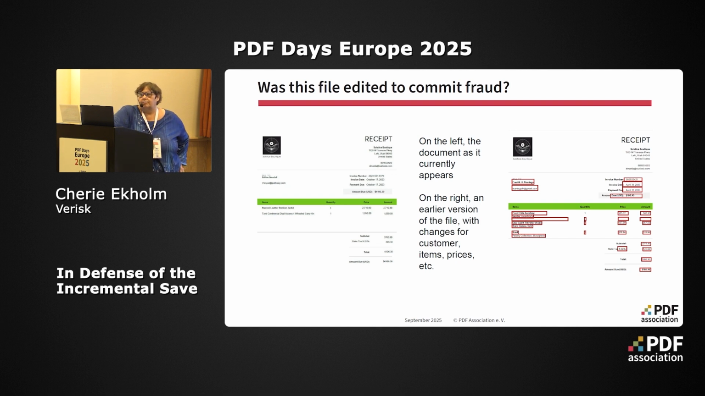Here's an example of another receipt. And you can see the one on this side doesn't show anything. This is what the current document is. If we go back a generation, then we are getting the other document with all the black boxes, and you can see all of the changes that were made on the document.